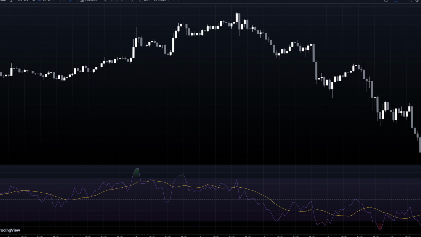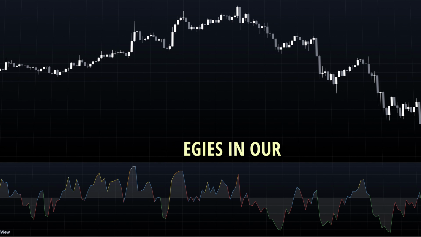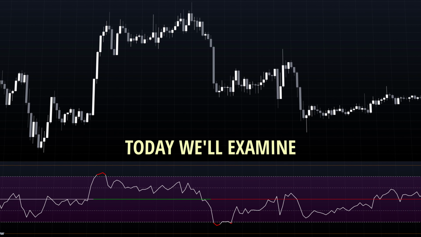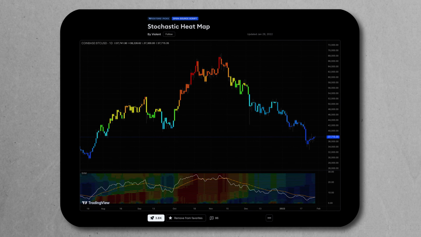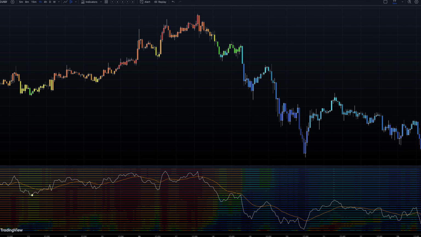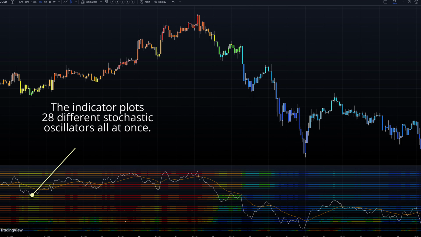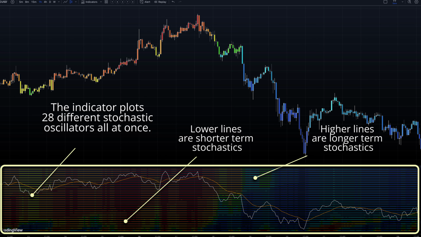While RSI is the most widely used momentum indicator, and we covered various RSI strategies in our previous video, today we'll examine a modified version of the stochastic oscillator. It's called Stochastic Heat Map by Violent. The indicator creates multiple layers of stochastic calculations at once, each analyzing a different time period. Instead of having to look at several separate stochastic indicators, it combines all these readings into one color-coded display.